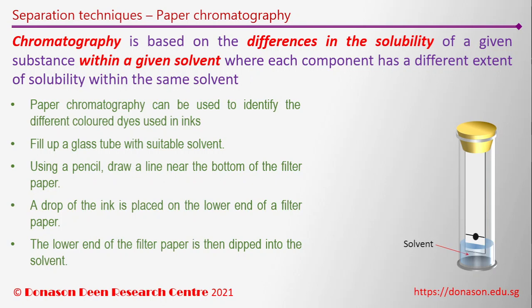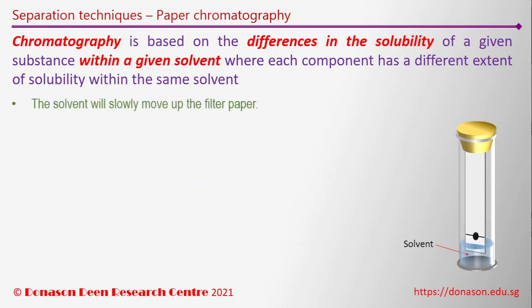If the specimen is dipped in the solvent, it will dissolve into the solvent directly and will not separate on the filter paper. Once the paper is dipped in the solvent and the glass tube is covered with a stopper or a lid, the solvent will slowly move up the filter paper as the paper gets soaked in the solvent. As the solvent moves up, it pulls the different dyes or the components in the mixture along with it.